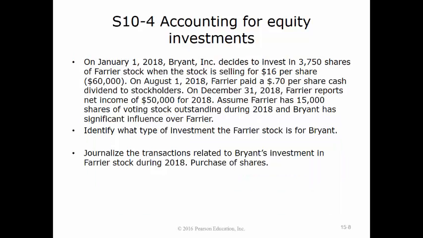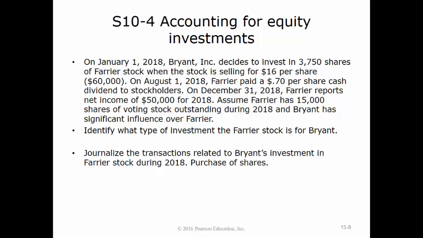On January 1st, 2018, Bryant Inc. decides to invest in 3,750 shares of Farrier stock when the stock is selling for $16 per share. On August 1st, 2018, Farrier paid a 70-cent per share cash dividend to stockholders. On December 31st, 2018, Farrier reports net income of $50,000 for 2018. Assume Farrier has 15,000 shares of voting stock outstanding during 2018, and Bryant has significant influence over Farrier.